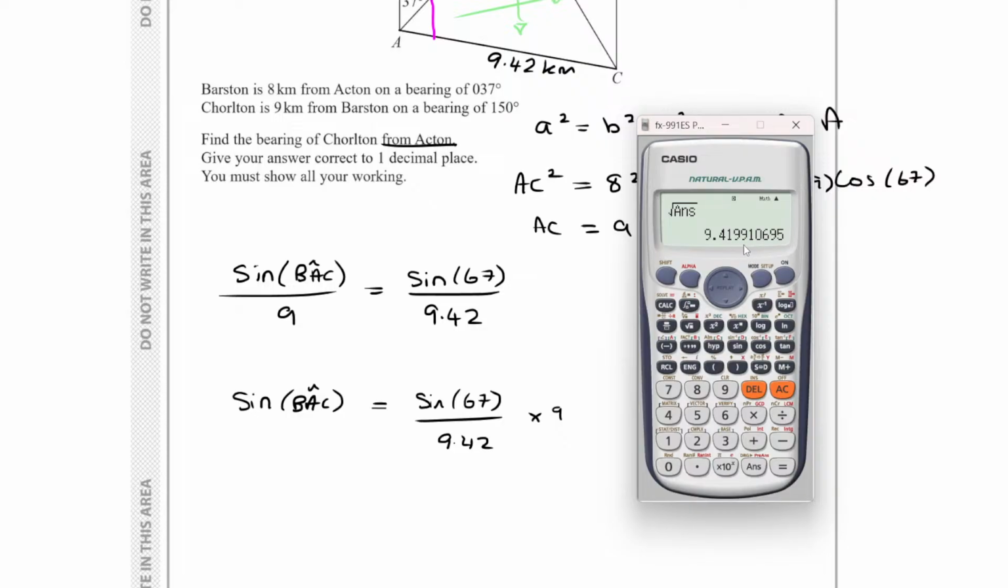I also still have my answer here. I know I wrote down 9.42, but I'm going to try and use this answer to get all of the decimals and try and keep it as exact as possible. So sine inverse of all of this. So obviously normal sine for the 67 because I've got the actual angle. Over, now that's the 9.42. I'm just going to write answer because then I can have an actual specific number. Times by 9. Then I've got an angle straight away. So what have they said? To 1 decimal place, 61.6.